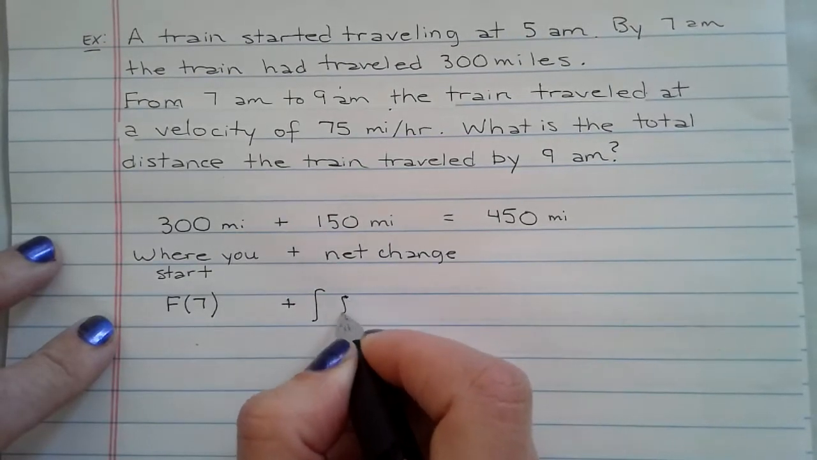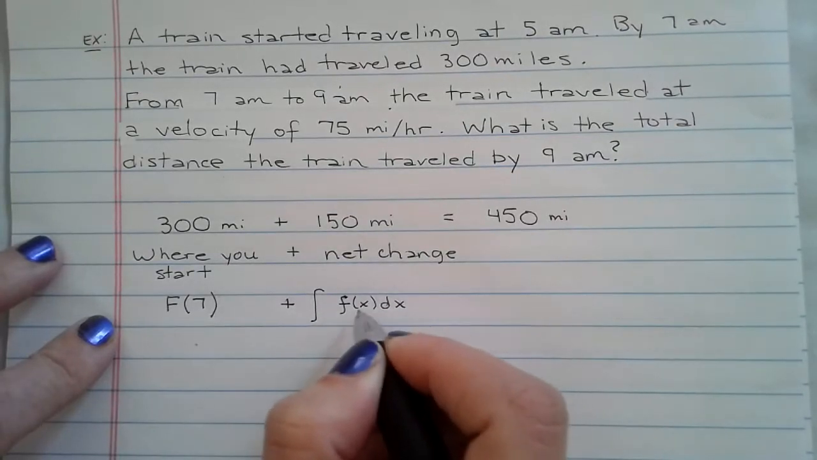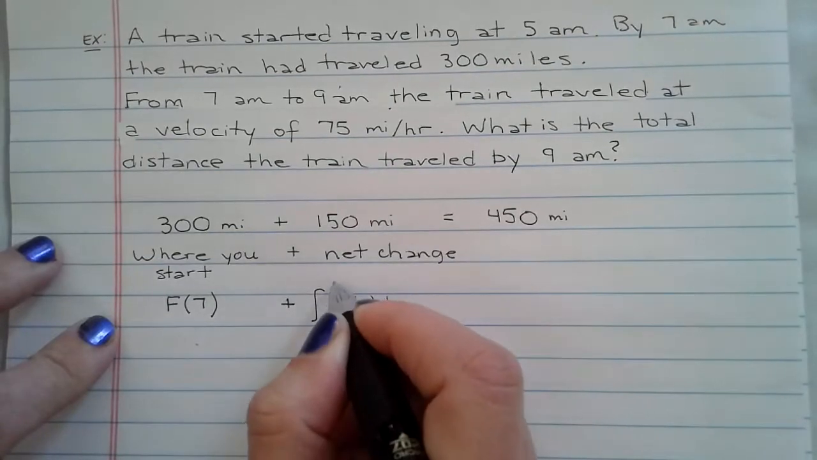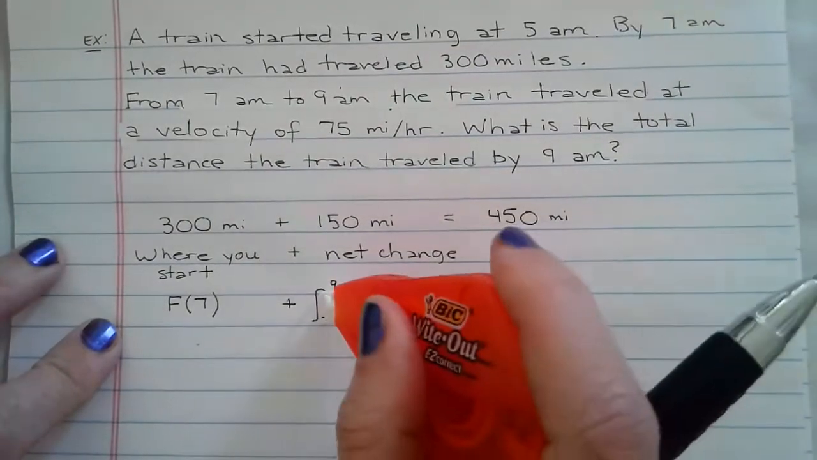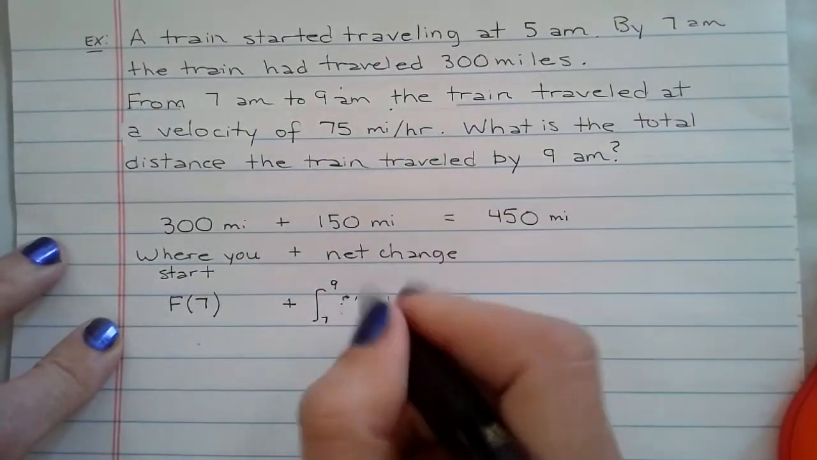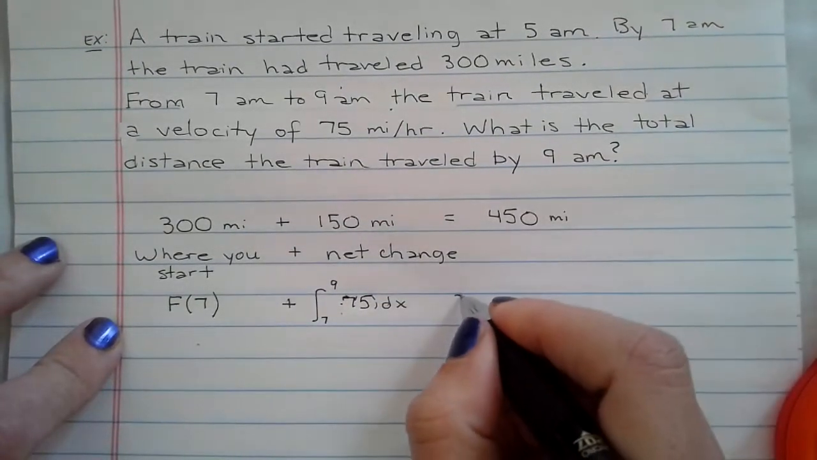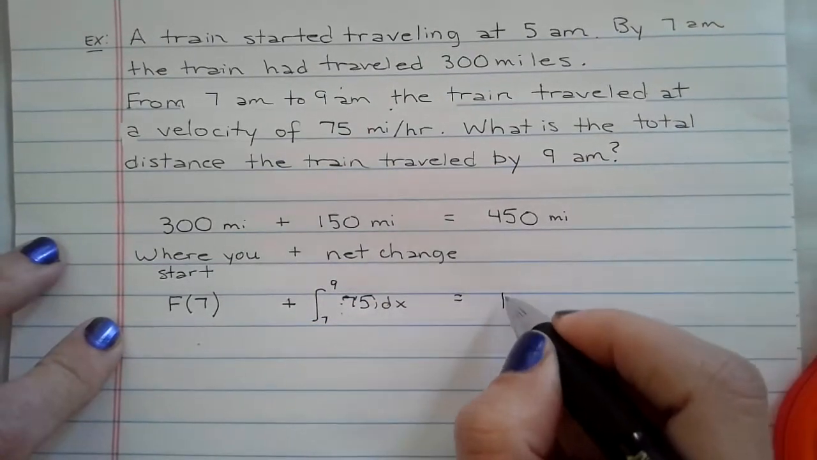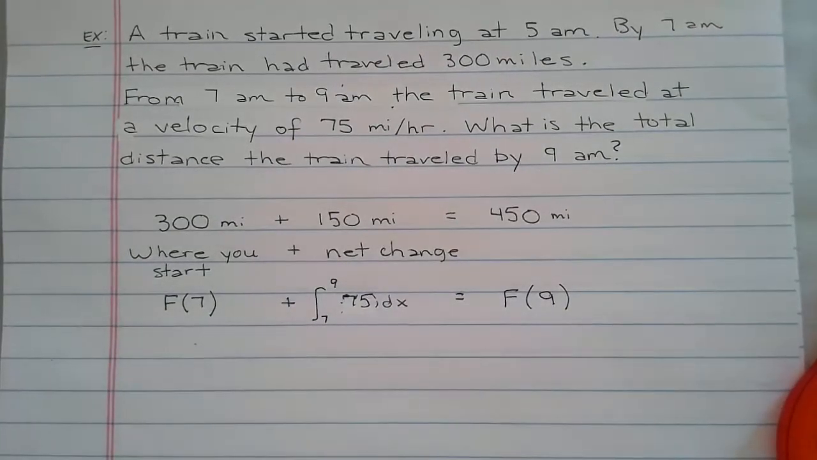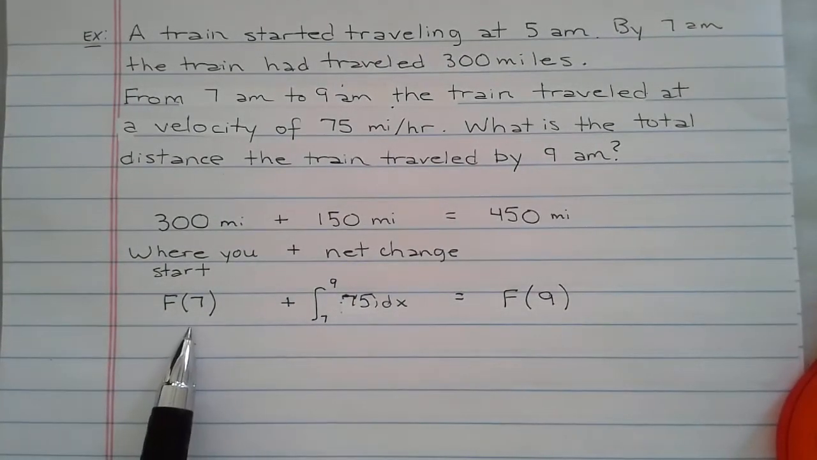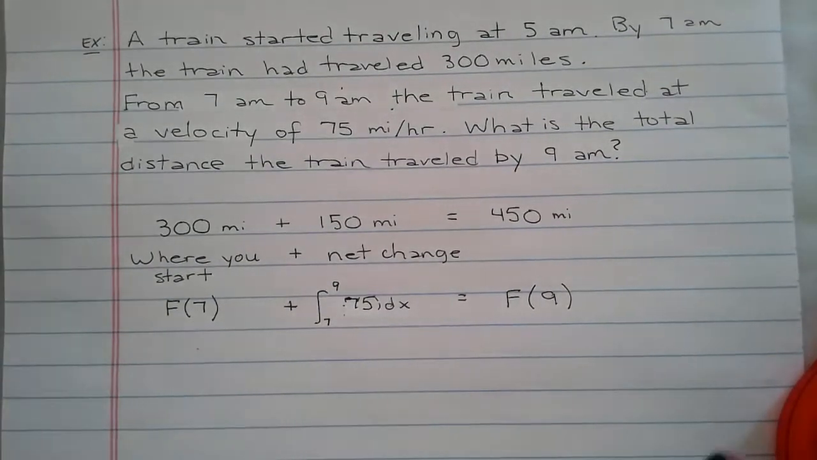I'll just say f of x. Going to integrate our velocity function. I should say 75 dx maybe, from 7 to 9. And maybe I will do that. And then what we're going to end up with, oh no, I can't be out of white. It'd be devastating. All right, we'll do 75. And what we end up with then when we add those together is how far the train had gone by 9 a.m. And I'm just using f at 7 and f at 9 there. Okay, so where you start, we knew 300 miles had been gone. We added the net change by integrating the velocity, and we can see the total distance traveled.